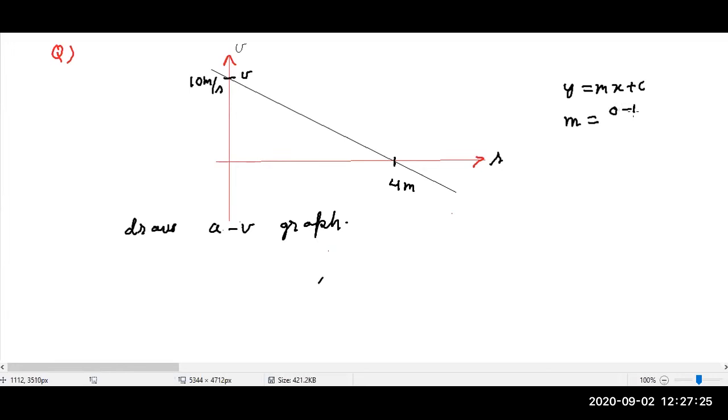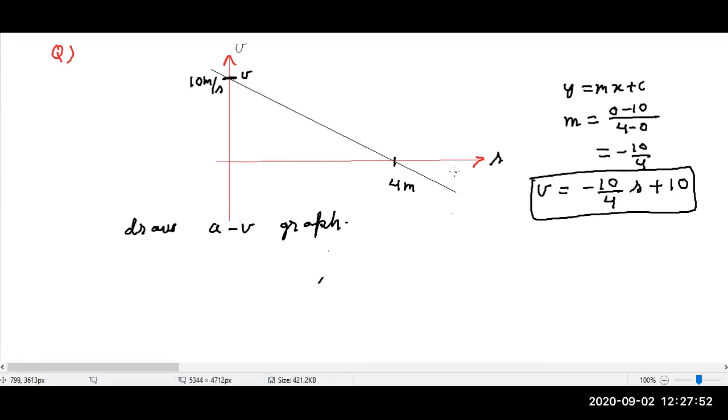So final is 0, initial is 10. In how much distance? 4 meter. So minus 10 by 4, that is the slope. And v we will write as v equals minus 10 by 4, and at place of x we have s plus coefficient on y-axis, so that is 10. So this equation we can write for the line given.